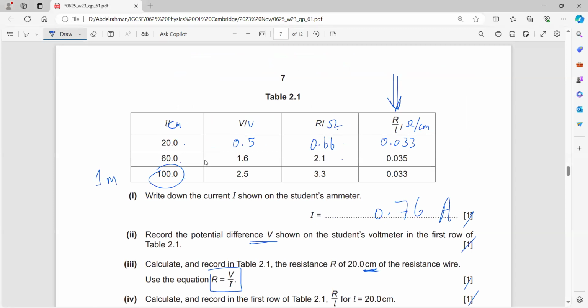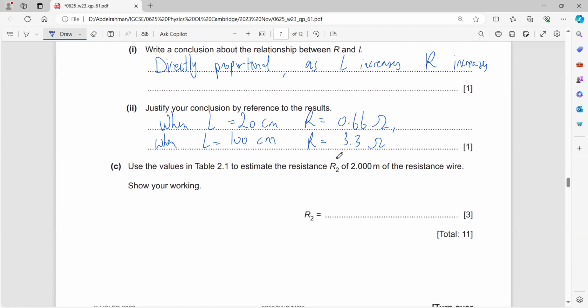And again, R and the length are directly proportional. What do I mean by directly proportional? I can write down a ratio using cross multiplication. When the length was equal to 1 meter, which is 100 centimeters, resistance was 3.3 ohms. What happens if the length becomes 2 meters? Can I find the new resistance? Yes, I can. I will just cross multiply.